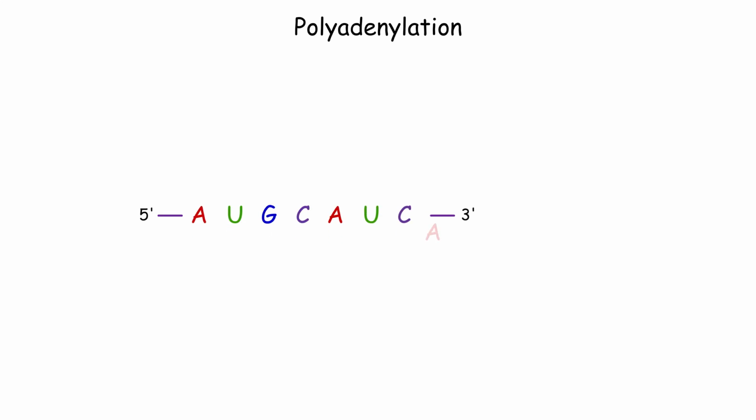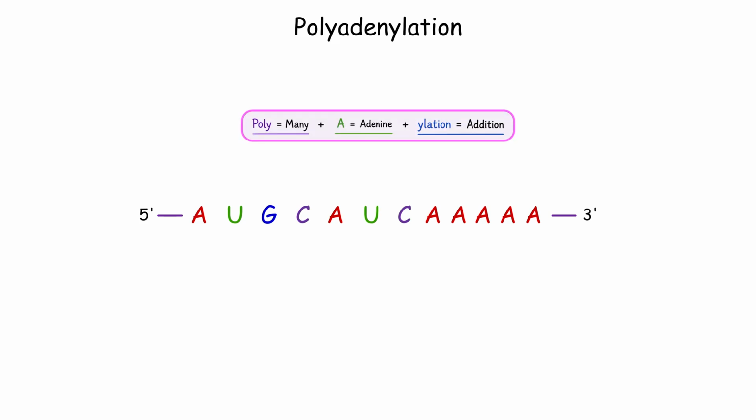Polyadenylation is the process of adding a long chain of adenine nucleotides to the end of an RNA molecule. The name itself explains the process, so polyadenylation literally means the addition of many adenine bases. This added chain is called the poly-A tail. Now, this process mainly happens in eukaryotes during mRNA processing.